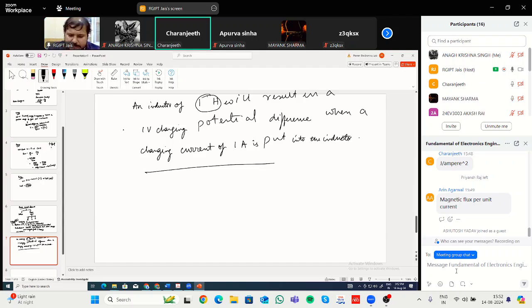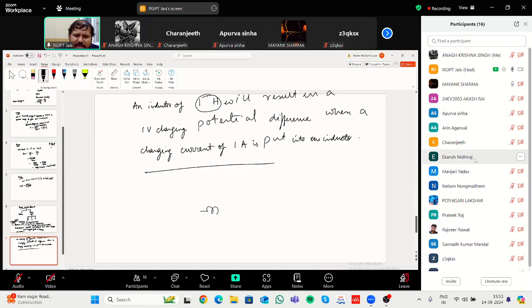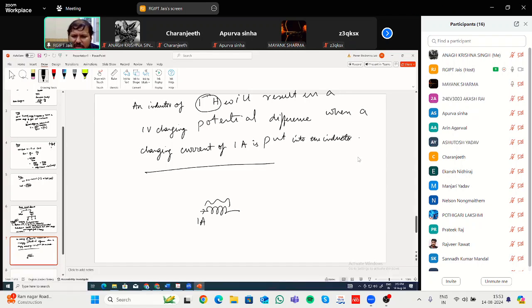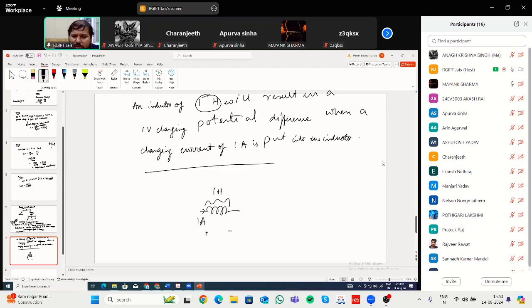Sir, explain this once again, sir. Okay. So an inductor is like a conductor, and it will be like a coil. Now you are introducing a changing current of 1 ampere, and this coil has an inductance of 1 Henry. Then it will produce a potential difference, plus or minus in which polarity, that we will do next. It will produce a potential difference across these two terminals of 1 volt.